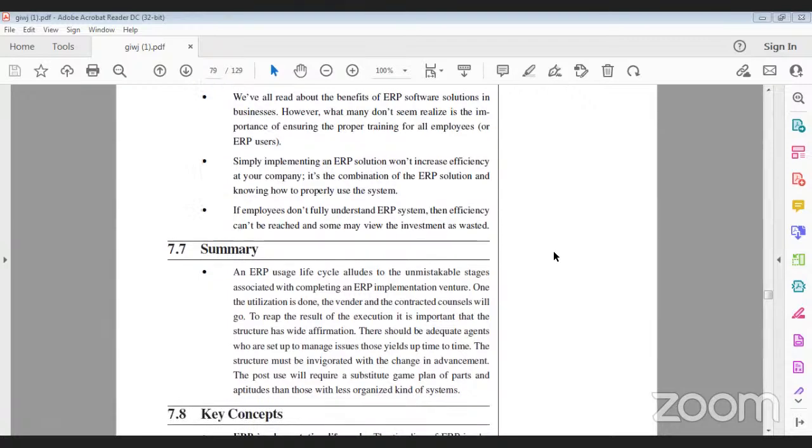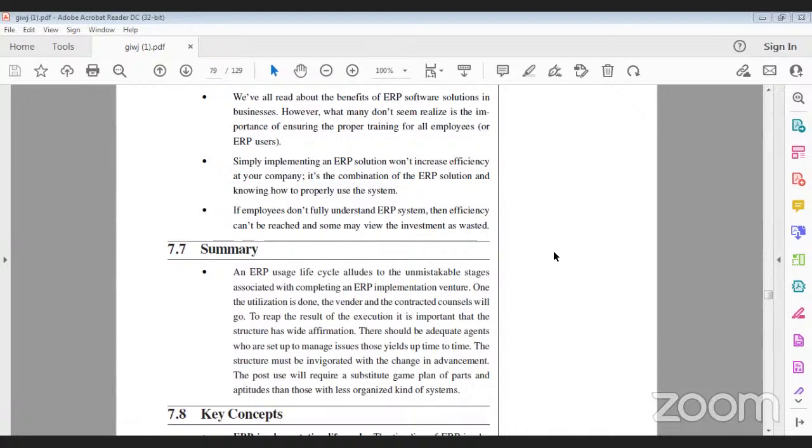The structure must be innovated with the change of the advancement. The past post use will require a substitute game plan for the parts and the aptitude of those with the less organized kind of system.